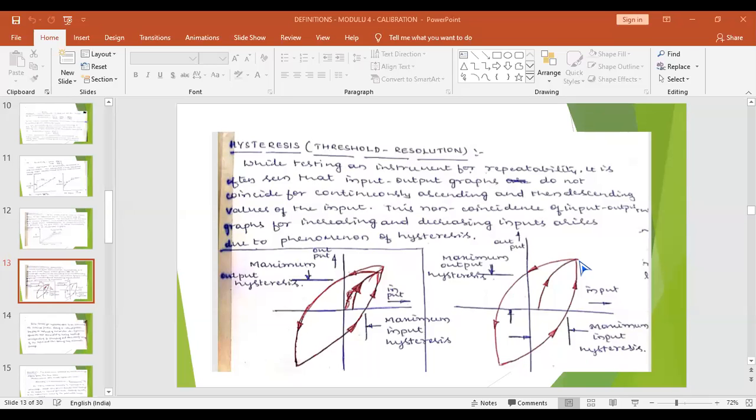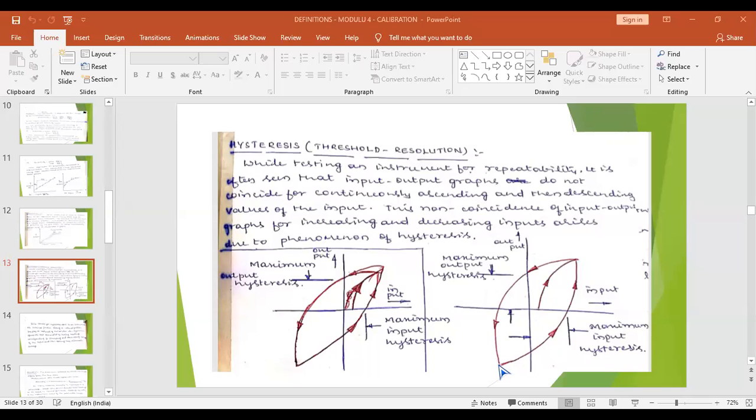At this point, what you have to do: stop loading in tension, reverse the direction, and apply the load on the specimen in intervals in the opposite direction. First case, it is tension. In the second case, apply the load in compression. Then plot the values of input versus output. You will get a curve like this.